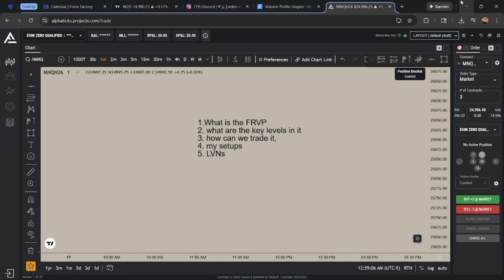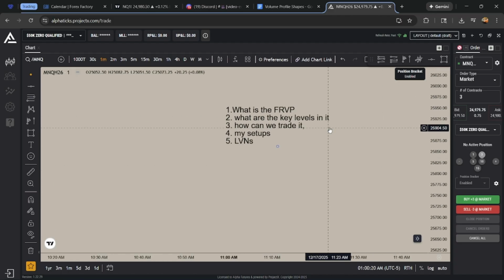My model is based purely off of order flow, and I use a tool called fixed range volume profile. What is the fixed range volume profile? It basically shows you all of the volume traded from wherever you pull it from. Since this tool is based off of a fixed range, it's going to show you a set amount of volume from where you place it and end it.